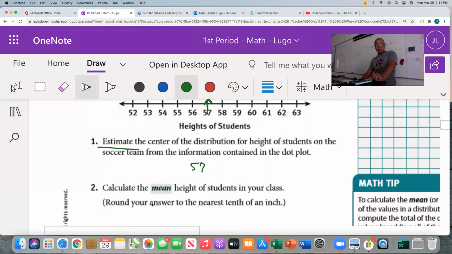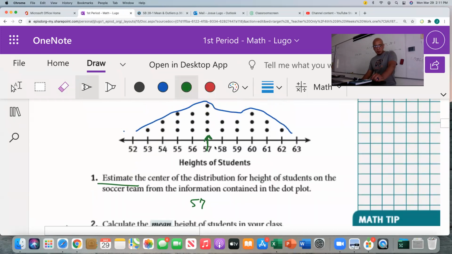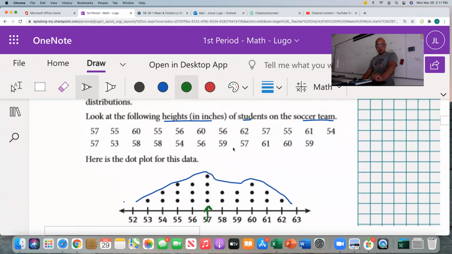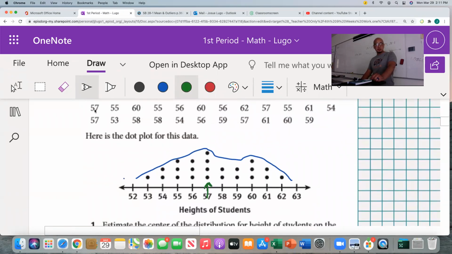Let's actually calculate the average height by first adding up all of these values and then dividing by 23, because there's 23 different values. All right, so let's go ahead and add all these up. So 57 plus 55 plus 60 plus 55. I'm essentially adding all of these. So 53 plus 54 plus 54 plus 55 plus 55 plus 55 plus 56 plus 56 plus 56, all the way down to here, guys. So go ahead and actually add all of these values together.